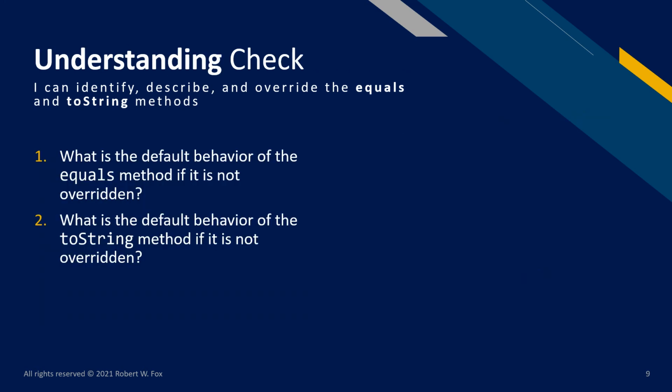Let's wrap up with a quick understanding check. Hopefully this won't be too difficult. Question 1, what is the default behavior of the equals method if it's not overridden? And number 2, what is the default behavior of the toString method if it's not overridden? Pause the video, think about these answers, and then we'll talk about it.